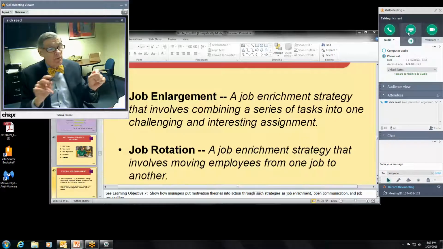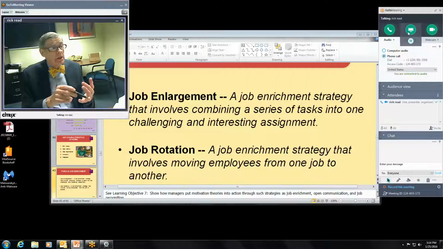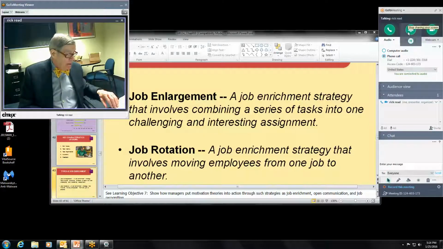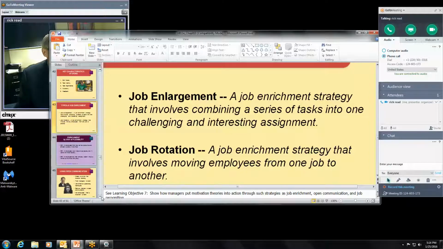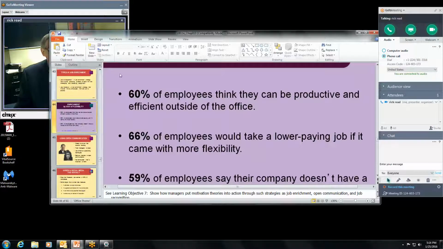It does a couple of things. Number one, it makes the employee multi-skilled. Number two, it gives the company another employee that they can plug in some other place as needed. So job enlargement, job rotation. Now, we must also say that these are not for everybody. Not every job should be enriched. We just have to remember that.